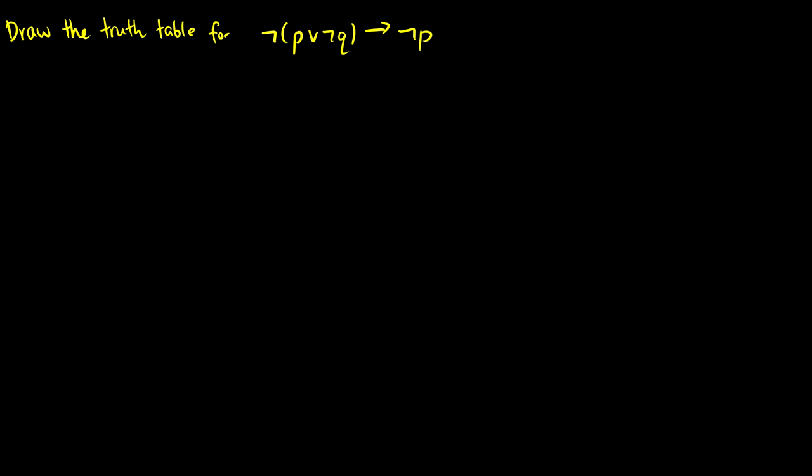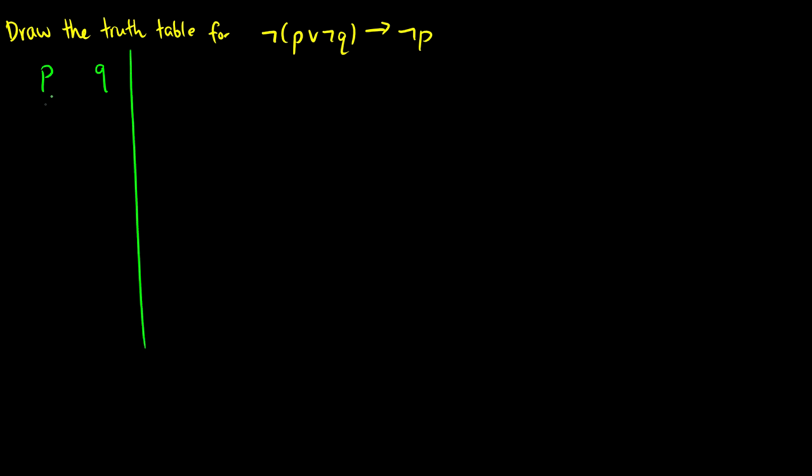In this video, we're going to do two more truth tables as examples. So, first question, draw the truth table for not P or not Q, arrow not P. So I'll do it the long way. We'll do each row individually, so we'll do a column for each connective. Okay, so first one is P and Q.